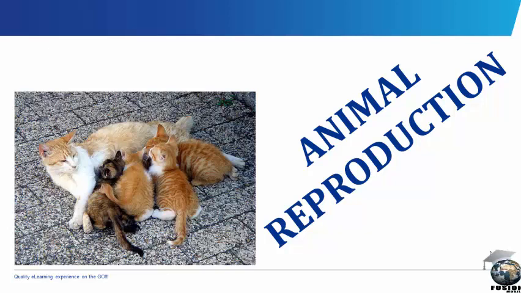Animal reproduction. From the picture on the screen, we can see a female animal suckling its young ones. This cannot occur if reproduction has not taken place. It is through reproduction that the young ones were produced. Reproduction can simply be said to be the act of producing young ones. But before reproduction occurs, there are certain processes that have to take place for reproduction to occur.